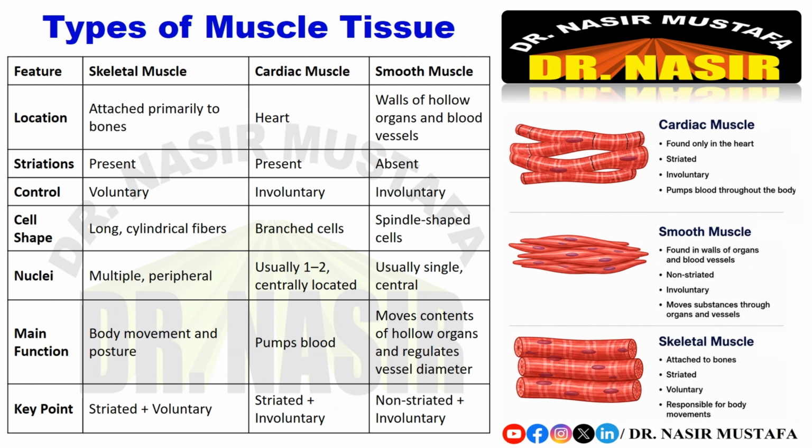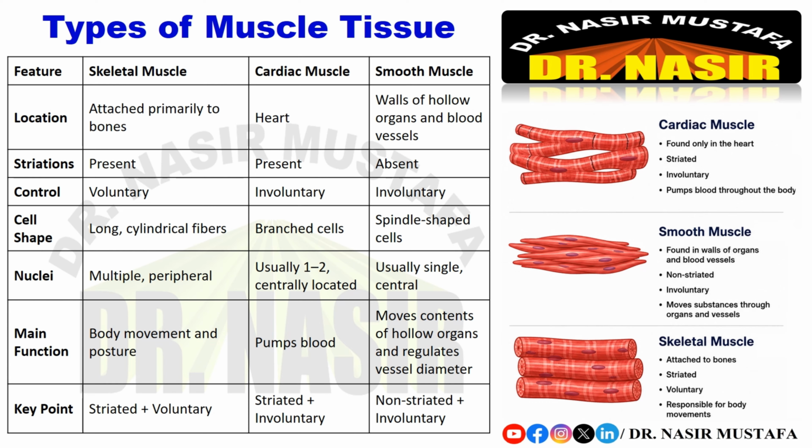Types of muscle tissue. There are three major types of muscle tissue in the human body: skeletal muscle, cardiac muscle, and smooth muscle. First, skeletal muscle is striated, usually has multiple peripheral nuclei, and is under voluntary control. It is primarily attached to bones and is responsible for body movement and maintenance of posture.